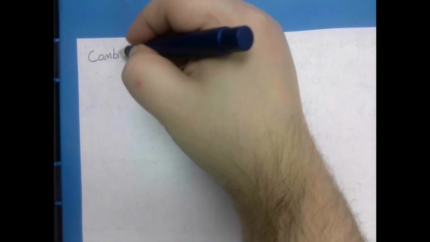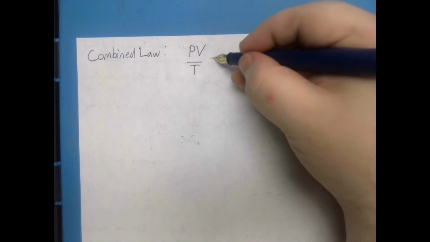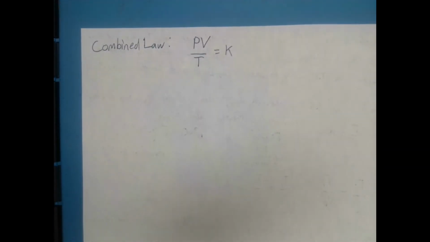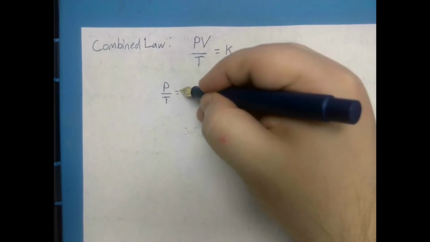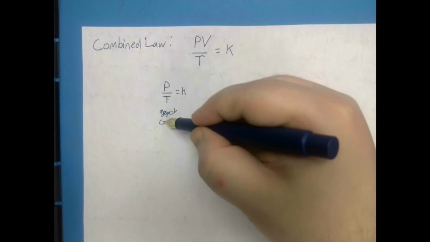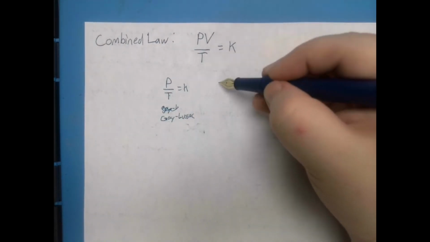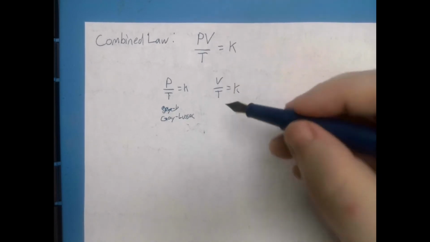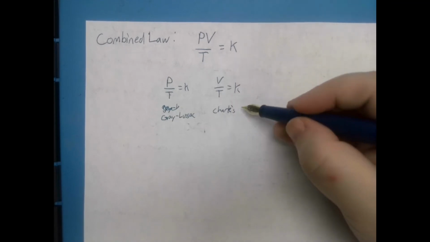So let me redo that. The combined gas law states, if we combine all three equations, we get this. Pressure times volume divided by temperature is equal to some constant. This is because pressure divided by temperature is equal to a constant. This is from Gay-Lussac. I should capitalize his name. And volume over temperature is equal to some constant. This is Charles's law. This is how I should have written it, so that you can clearly see where the laws come from.